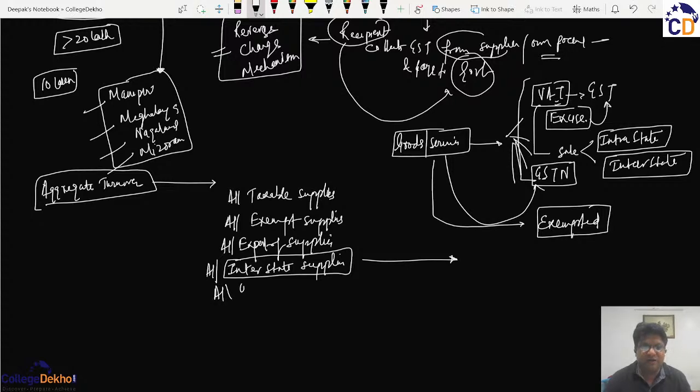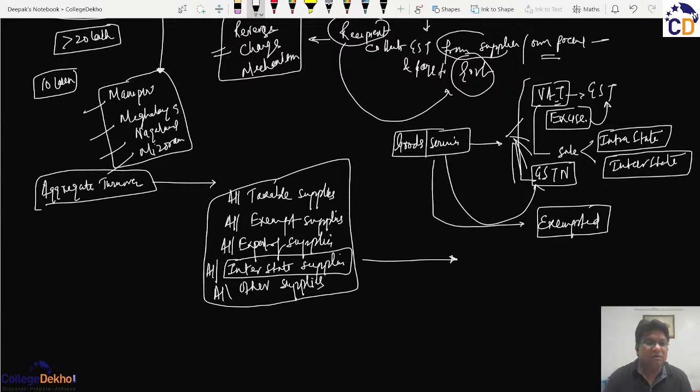And in addition, all other supplies. Sometimes supplies are made by the agent on behalf of the principal. So the supplies of the agent are deemed as the supply of the principal, so all turnover of your agent will be deemed to be your turnover and will make you eligible for registration as per the concept of aggregate turnover. So primarily, your aggregate turnover consists of these primary five items.